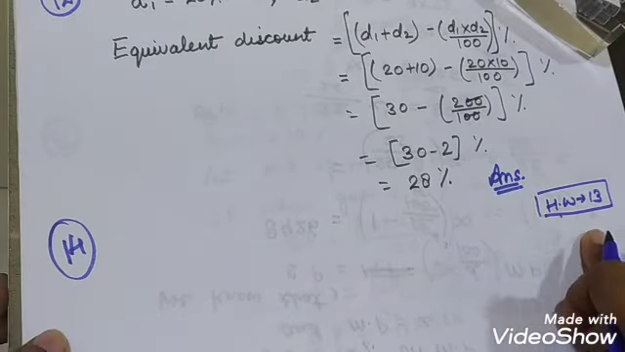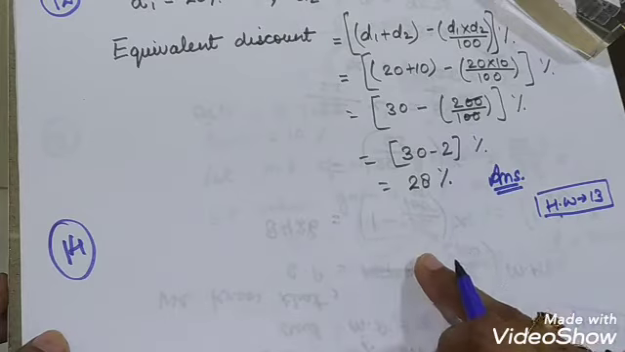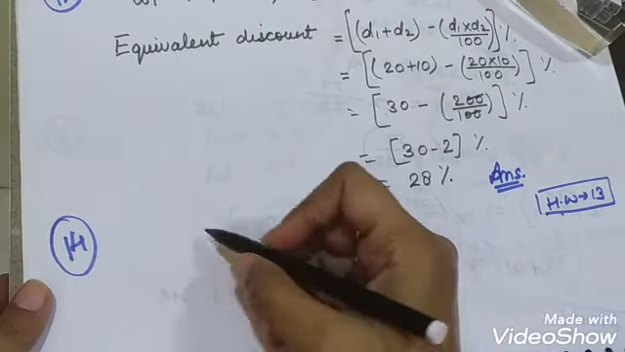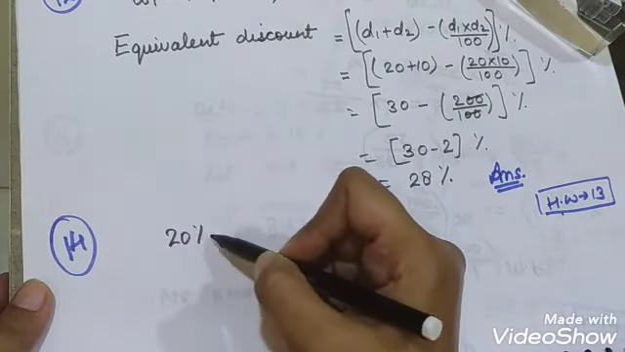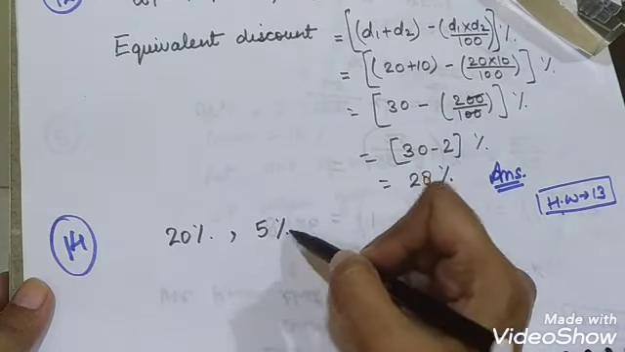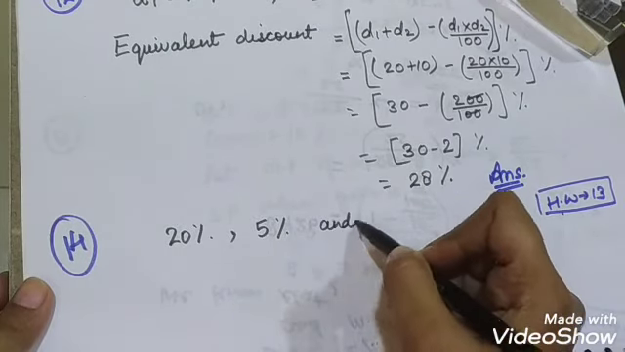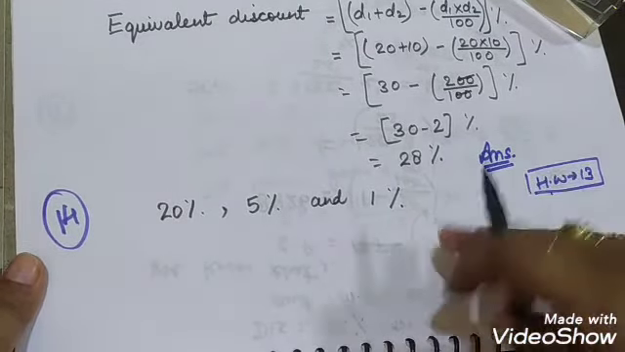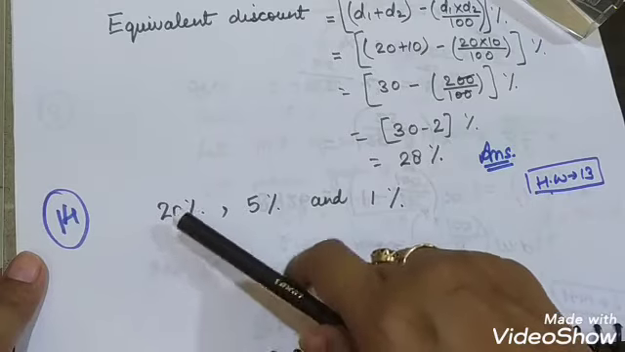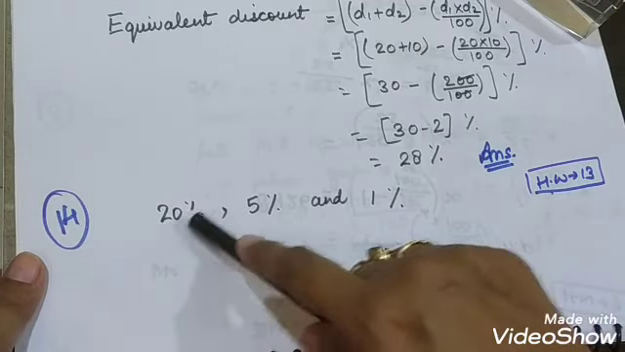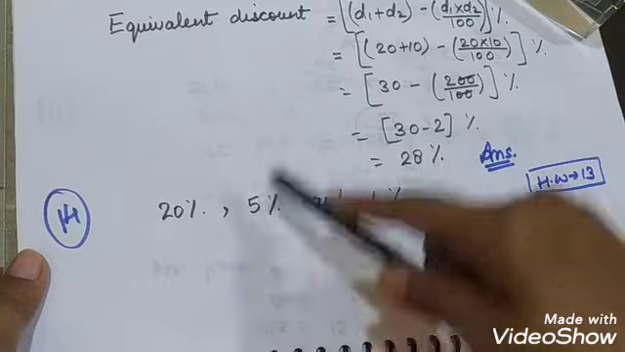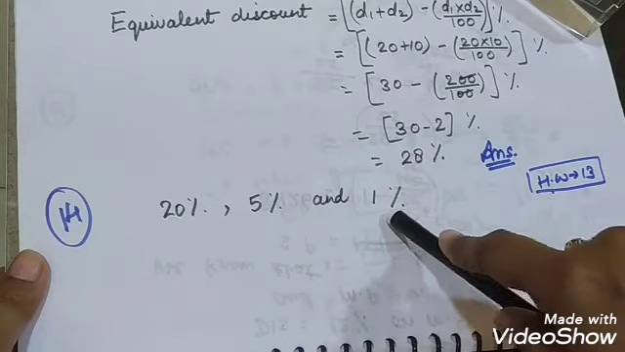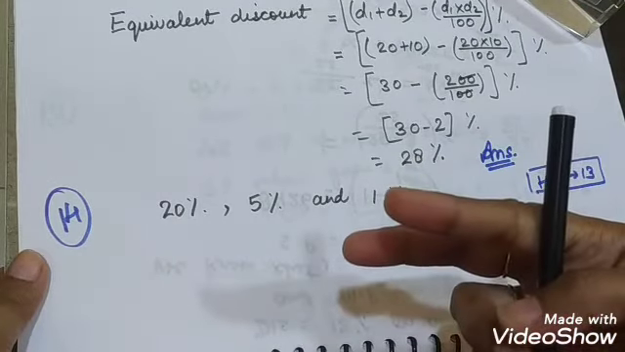Find a single discount equivalent to 3 successive discounts. Now this time how many discounts are given? 3 discounts are given. One is 20%, then 5% and 1%. So firstly, in this type of question, when 3 discounts are given, what we will do? We will first find the equivalent discount to the first two given discounts, and then we will find the result between that and the third. So 2 times we will apply the formula.